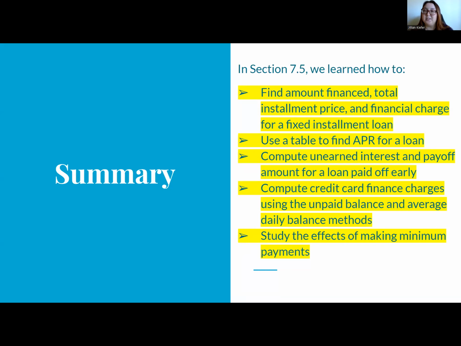That wraps up section 7.5. So in this section, we learned how to find the amount financed, the total installment price, and the finance charge for a fixed installment loan, use a table to find APR, compute unearned interest and payoff amount for a loan paid off early, compute credit card finance charges using the unpaid balance method and the average daily balance method, and then study the effects of making minimum payments. So, all right, that wraps it up for section 7.5, and we'll see you in the next one.